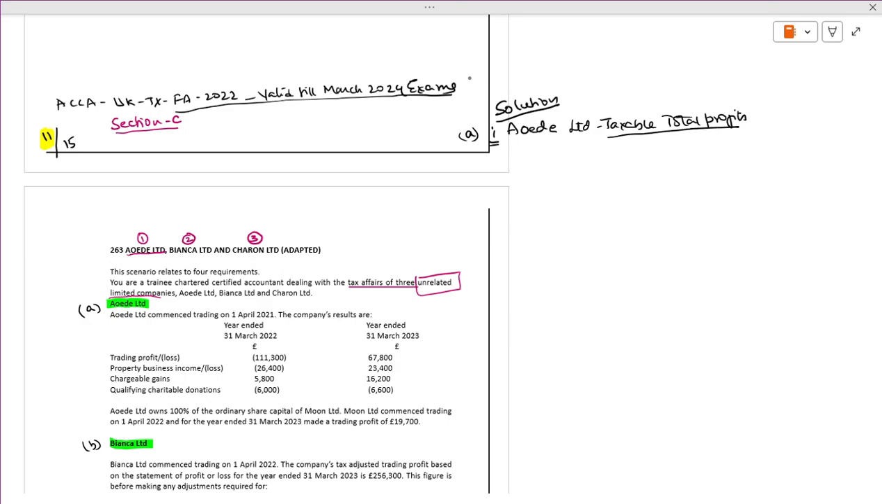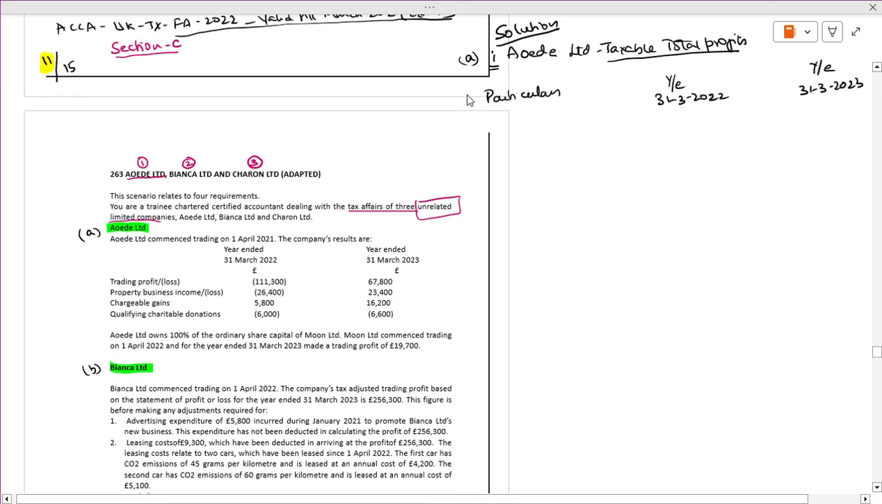The first column is going to be particulars. The second is year ended 31st March 2022, and year ended 31st March 2023. Fine. Now it's very specific. Okay, very easy also.